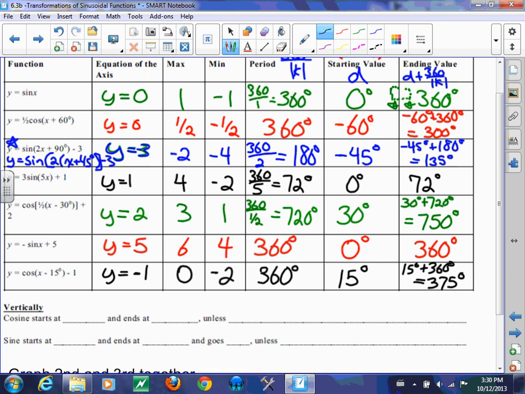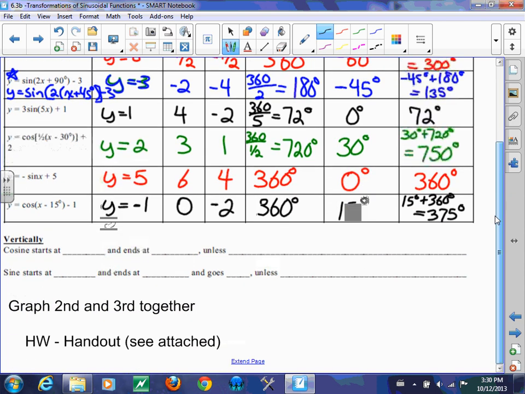Awesome. We're going to be using that. It's going to be helpful for us to take those things to help us draw our graphs in a minute or two. Let's just quickly remember what we do vertically with our cosine. Our cosine starts at its max and ends at a max to complete one cycle, unless A is negative, which means it reflects over the x-axis.